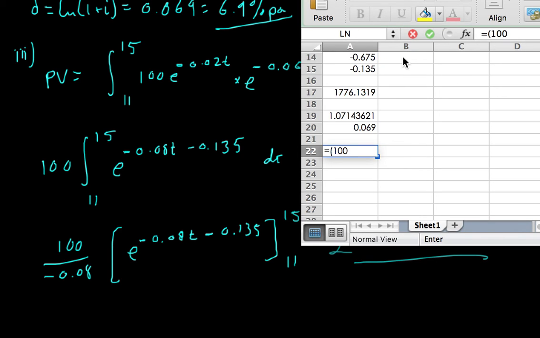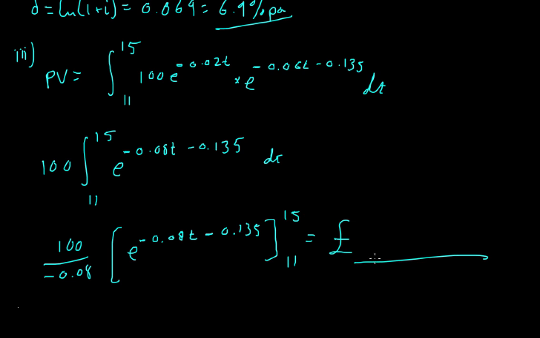Okay, equals 100 divided by negative 0.08 multiplied by the exponential of negative 0.08 times 15 minus 0.135, minus the exponential of negative 0.08 multiplied by 11 minus 0.135, close brackets, equals 124.06. There we go, 124.06 pounds. And that's the answer.